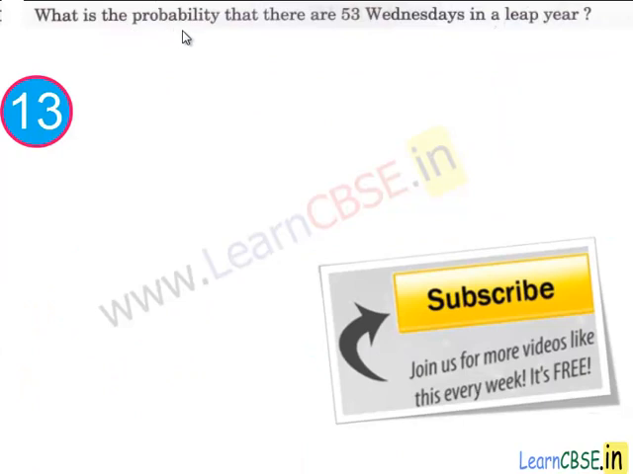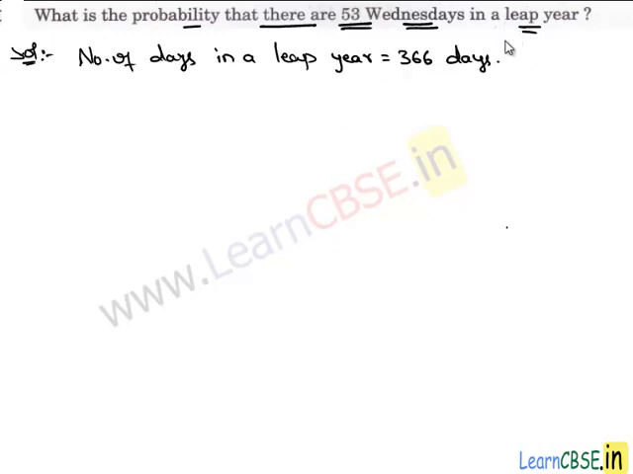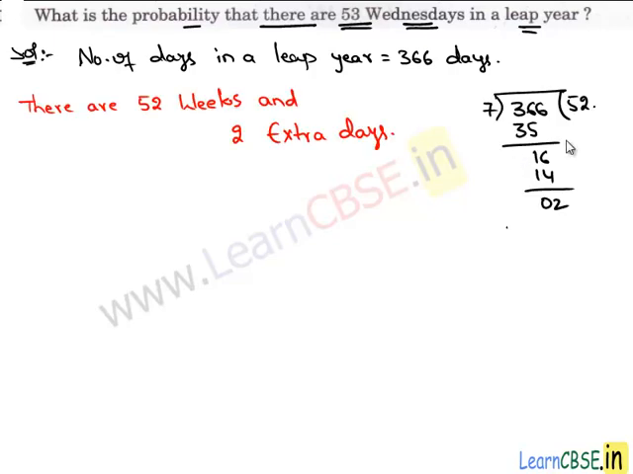Let's move to the next question. In this question, we have to find out the probability that there are 53 Wednesdays in a leap year. So let's work out the problem. We know that in a leap year, there are 366 days. How many weeks does it consist of? In a week, we have 7 days. So when 366 is divided by 7, the quotient gives the number of weeks and the remainder gives the number of days. So here we have remainder 2 and quotient 52. So there are 52 weeks and there are 2 extra days.